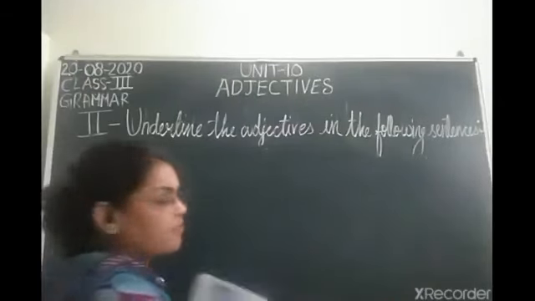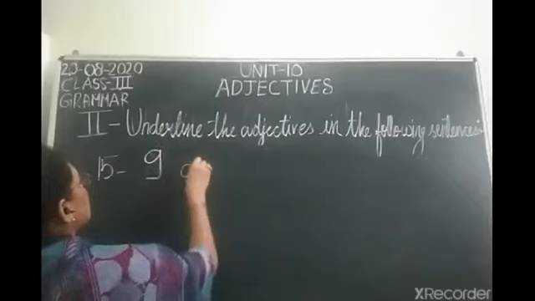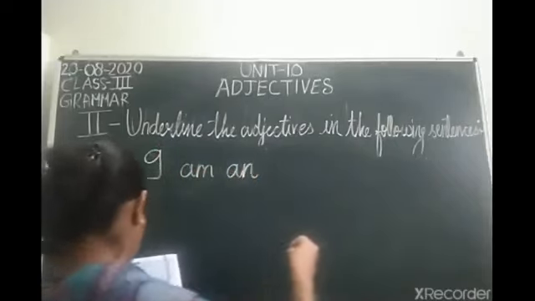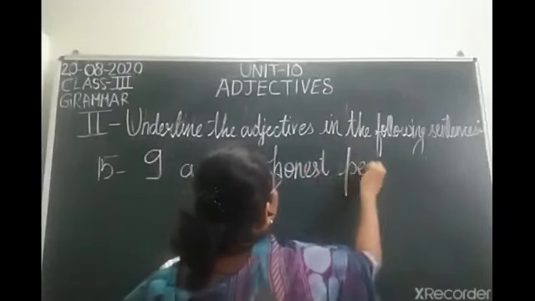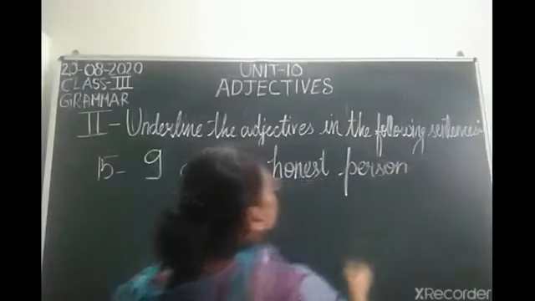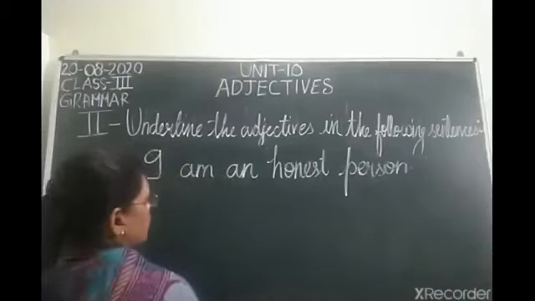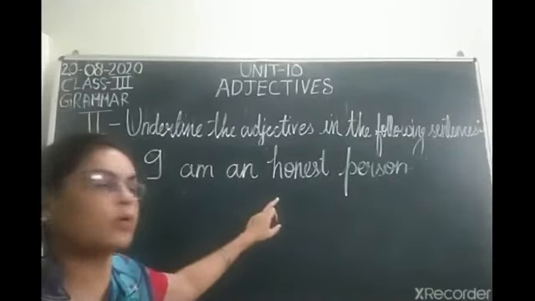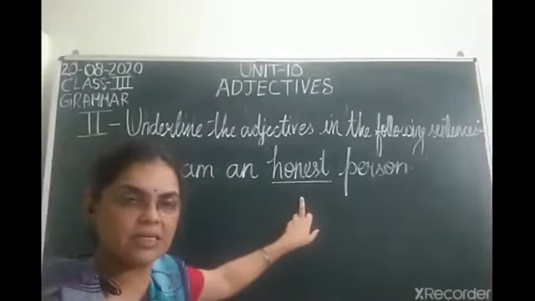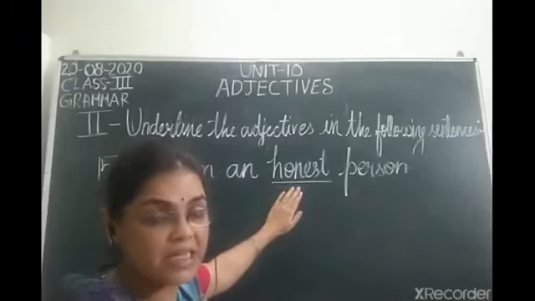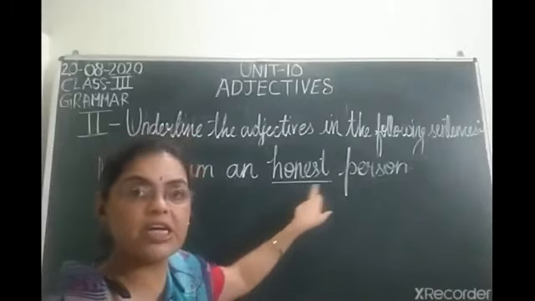Now, students, the 15th one. "I am an honest person." This is the sentence. Which word is describing the person? Honest. What kind of a person is this? Honest. Honest tells the quality of the person. So what is honest? Adjective. Honest is telling us the quality of the person.